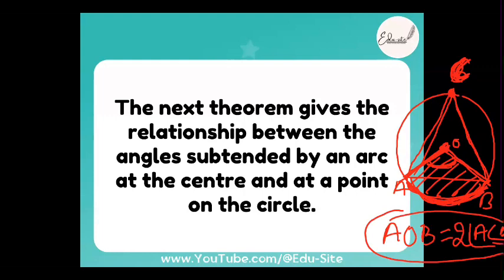Fine, beta? Yeah, AOB is 2 times the angle ACB. So isn't this a large angle AOB? Yes. So this is 2 times of the ACB. This you have to remember. Okay? This is actually the theorem number 8. Is it 8? Or theorem number 7?